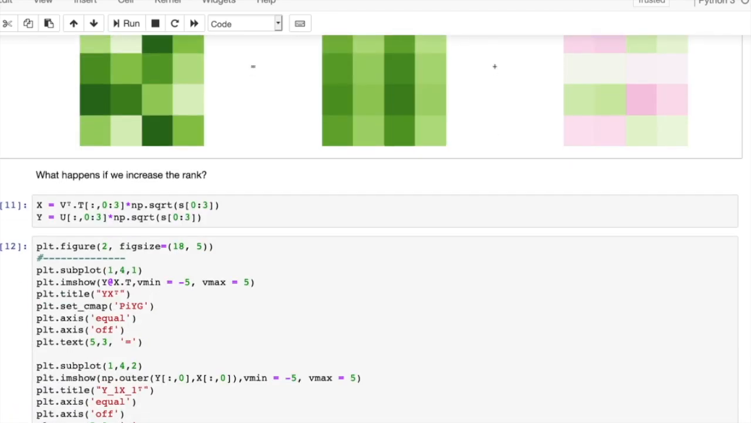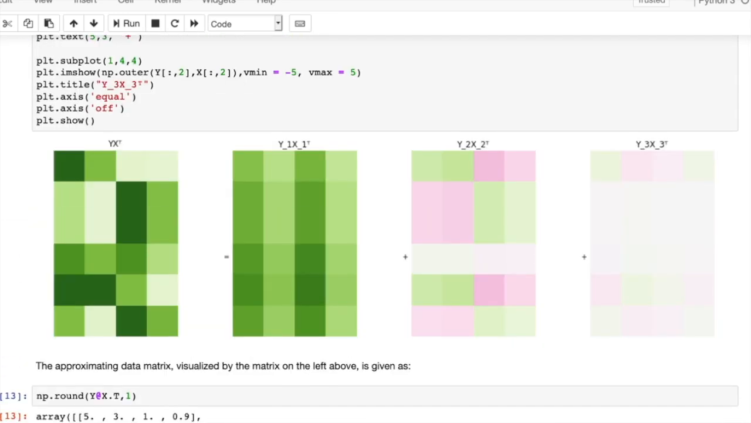So here you see this plot then for a matrix rank of 3. And there you see this also more clearly again, that here we have this dark shade of green, and here we have the one with the pink values, and here we have an outer product where the colors are almost fading away already.